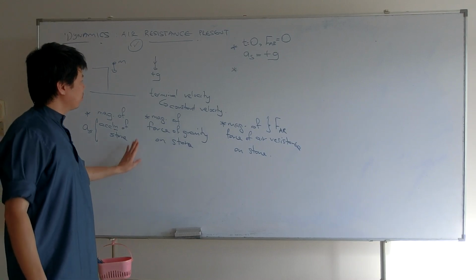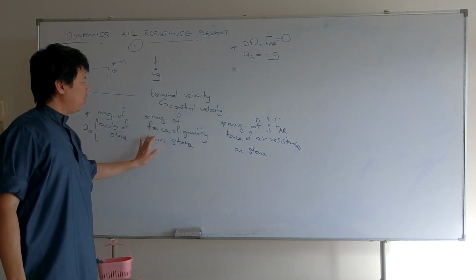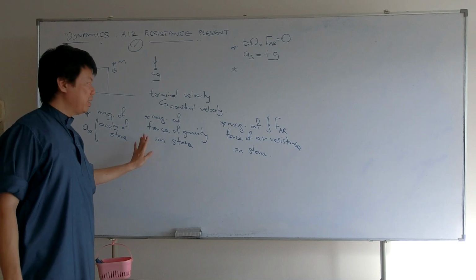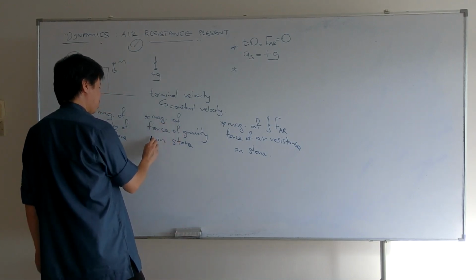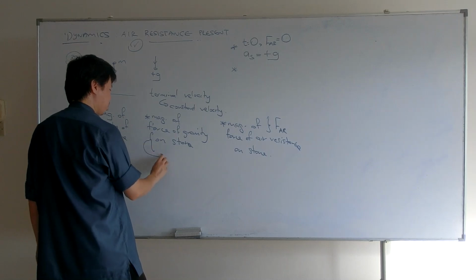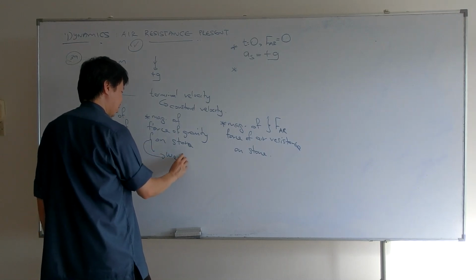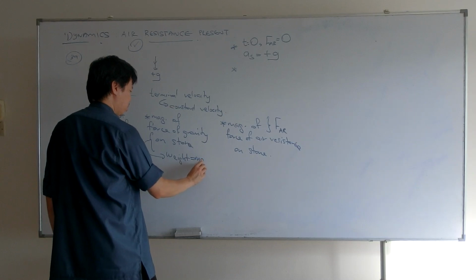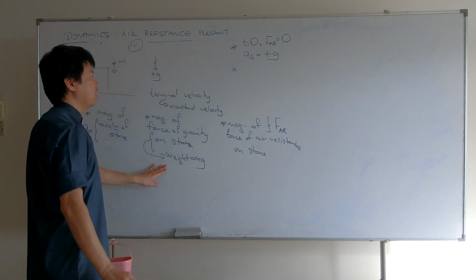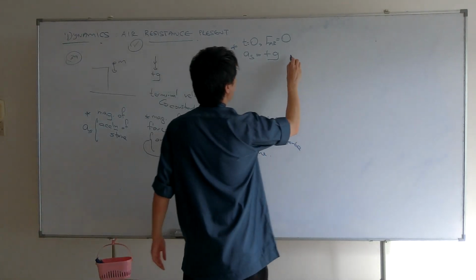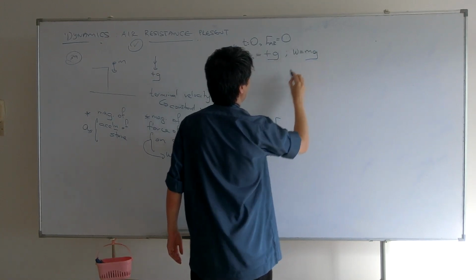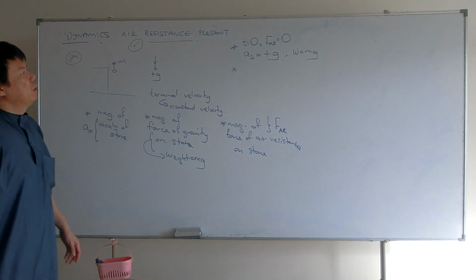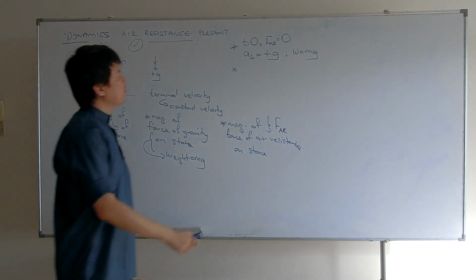Now, magnitude of force of gravity on stone. This is actually a trick. Why? What is magnitude of force of gravity on stone also known as? This is also known as weight, equal to mg. So what happens to your weight here? Your weight is still mg. Let's say time increases.